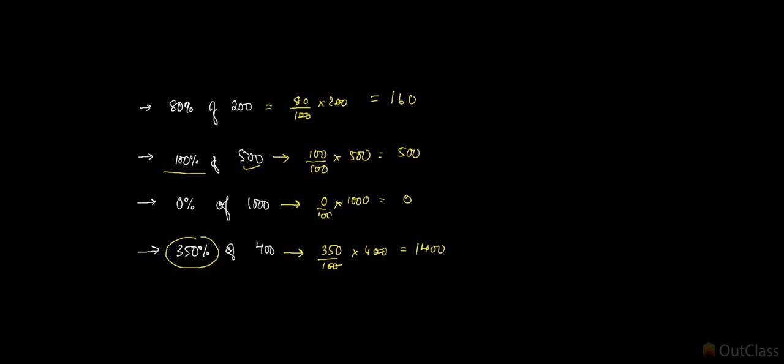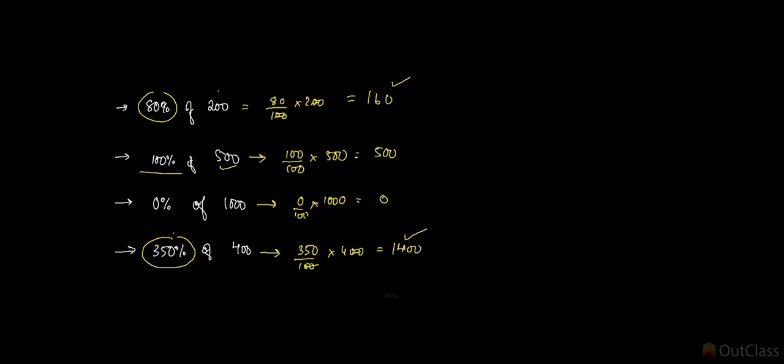So you want to remember this. Obviously 0% of anything is 0, 100% of anything is itself. If you have a number less than 100, your output will be less than the starting base. If your number is greater than 100, your output will be greater than the starting base, obviously. Now let's just look at the first one. 80% of 200 is 160. 160 is 80% of 200.